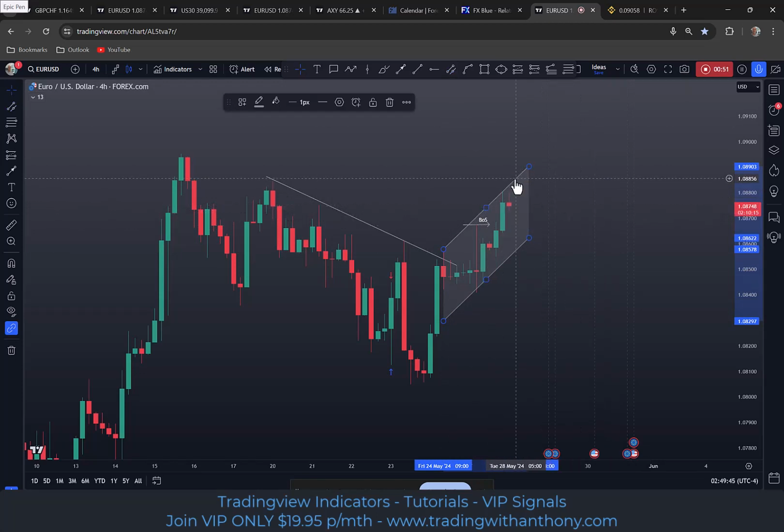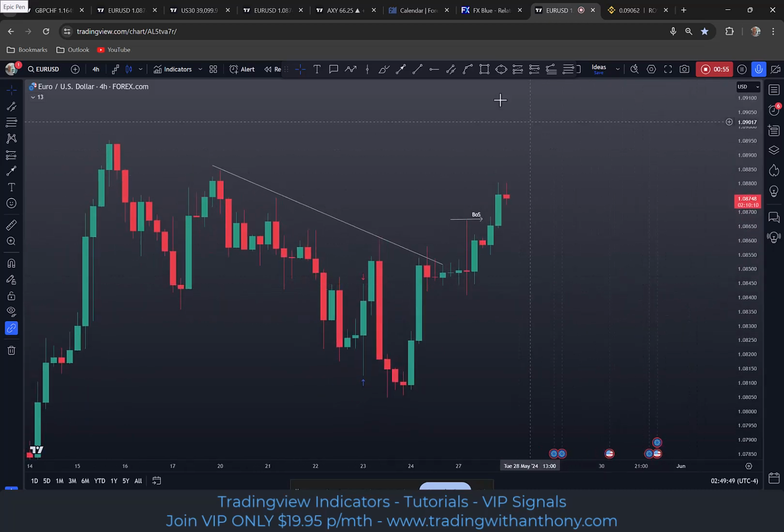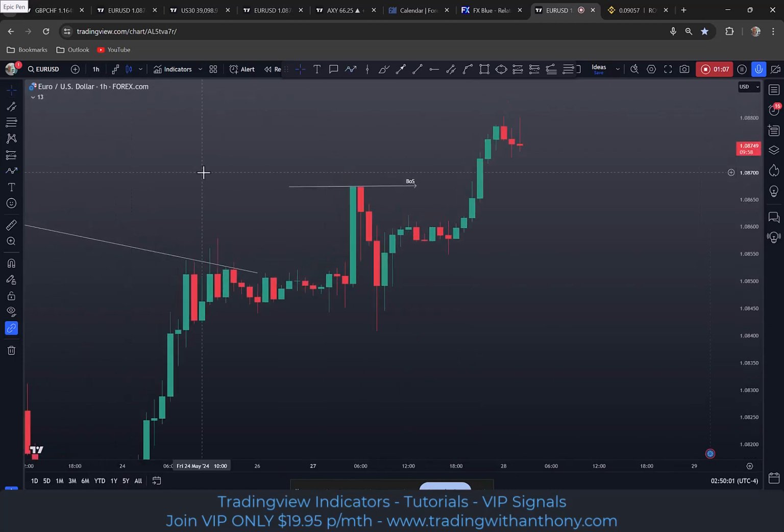This is bullish, and I'm always looking for the opportunity to get involved on retraces. So in fact, we'll go down to maybe a 1-hour time frame, get a bit closer to it. I'm having a look at these price swings.